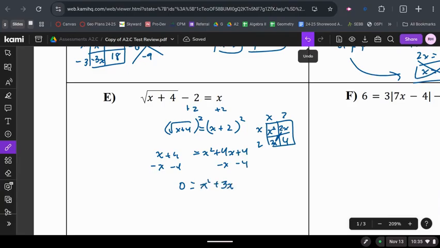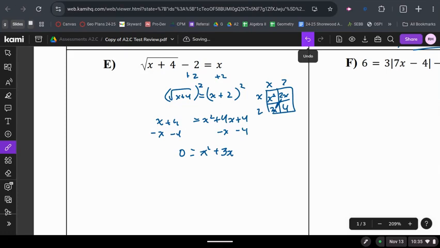Now, there's two ways to go about this. Personally, I like to look at the greatest common factor because that would just be x times x plus 3. So I would just look at this and see there's an x in common in both of them. Let me take that out. So that'll just be x times x plus 3, and then I can just solve from there: x is equal to 0 as one of the factors, and x is equal to negative 3 as the other factor.